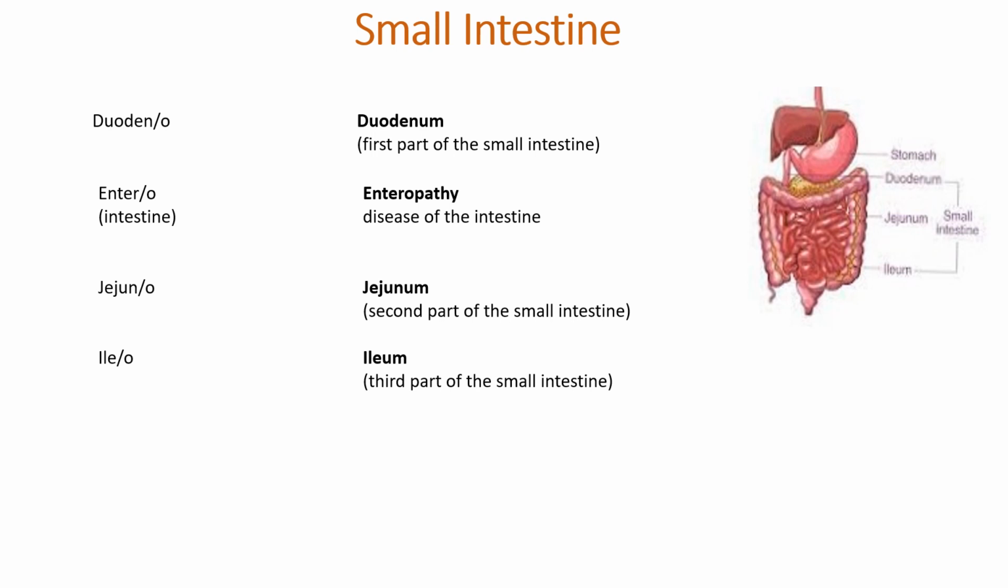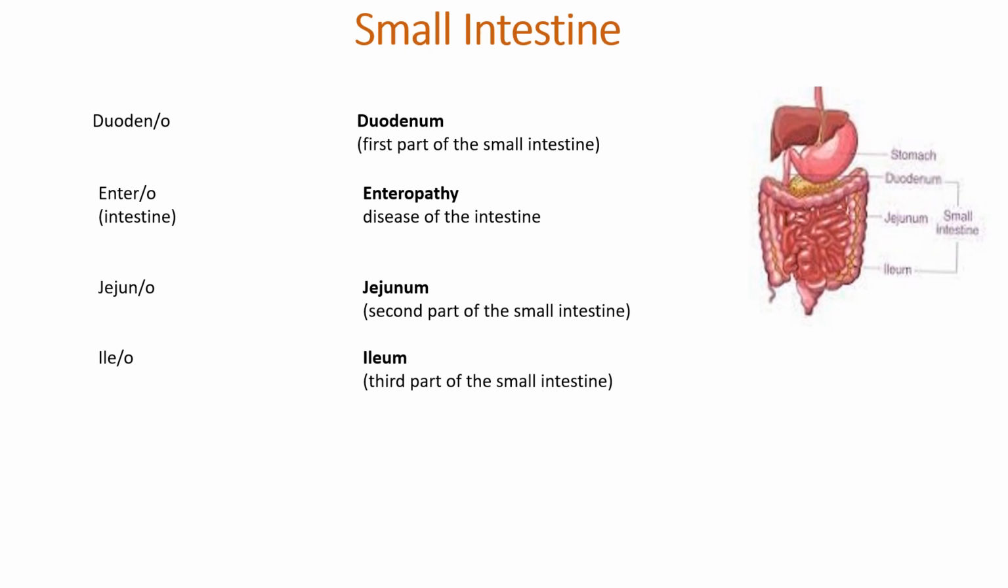The small intestine consists of these medical terms. First, you have duodenal, the prefix of duodeno. Either pronunciation, duodenal or duodeno, is correct. And duodenal means duodenum. Duodenum is defined as the first part of the small intestine.